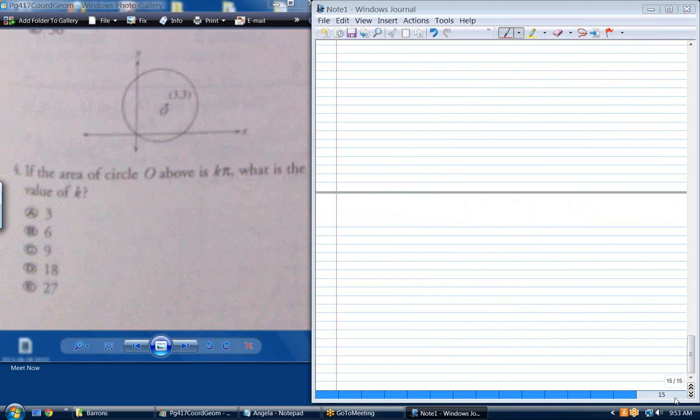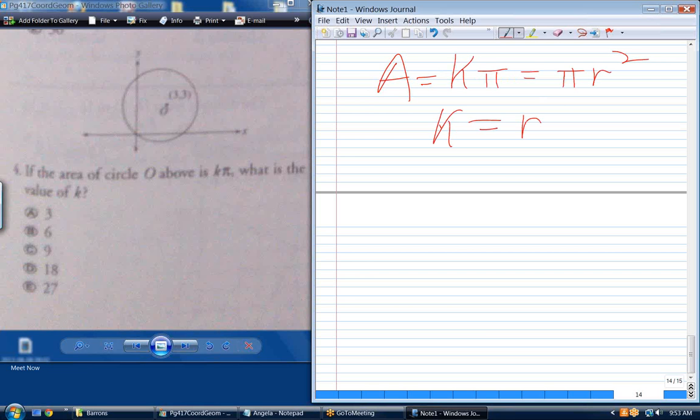Okay, the area of the circle above is k pi. What is the value of k? Okay, so area is pi r squared. So set k pi equal to pi r squared? So k must equal r squared. So what is the radius of that circle? The radius is 3.